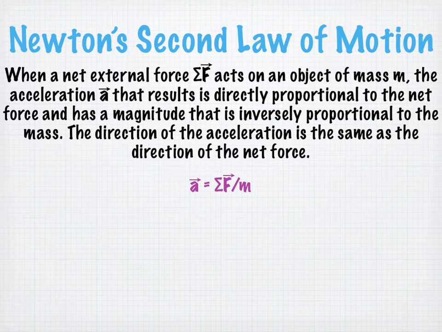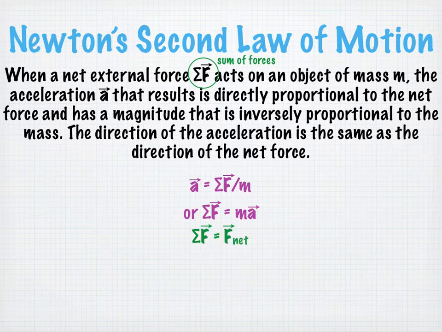This is often rewritten as F equals m times a. The sigma symbol in front of the F implies a summation, or adding up of forces. It's there to remind us that the net force on an object is often a combination of several forces acting on it in different directions. Sometimes we rewrite sigma F as F net.